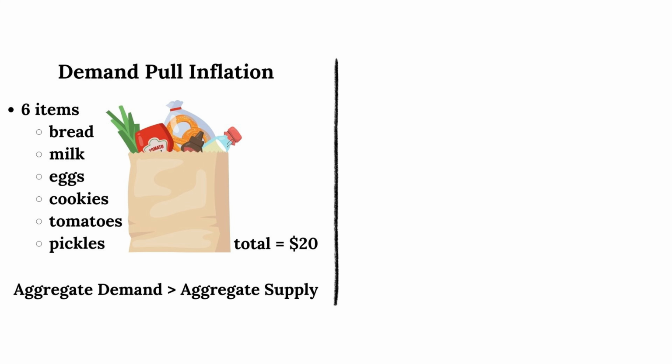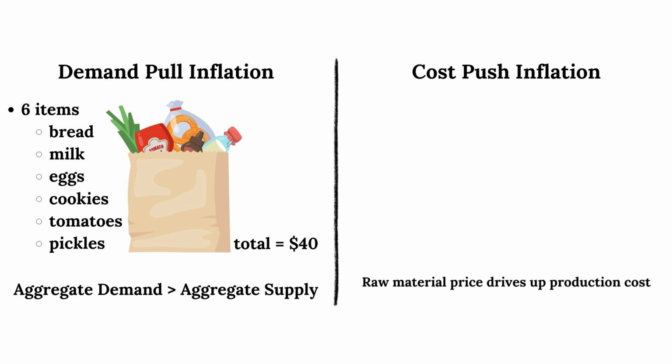However, something happens and suddenly more people buy these goods, changing your price from $20 to a whopping $40 because there is too much demand and not enough supply to meet these demands. Now, the second inflation is called cost push inflation. This is when raw material price drives up production costs, leading us to what's called a supply shortage.